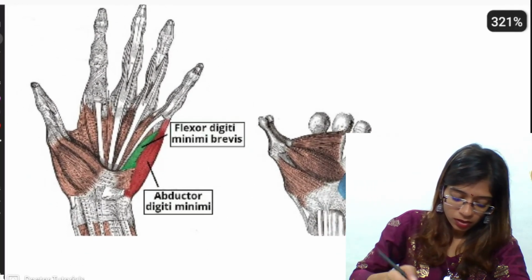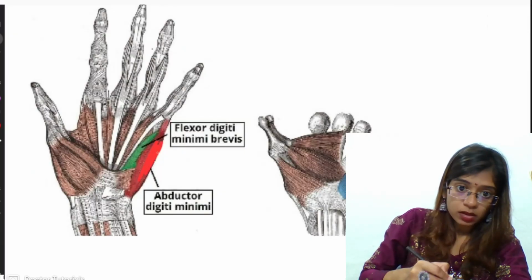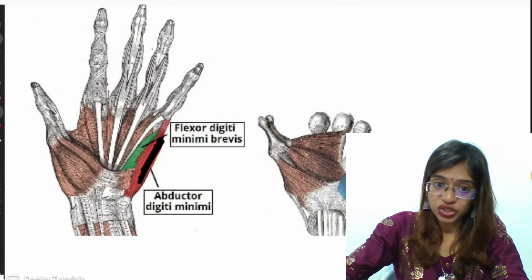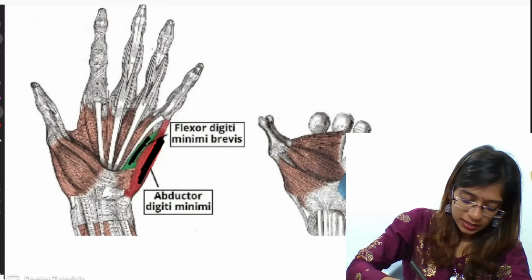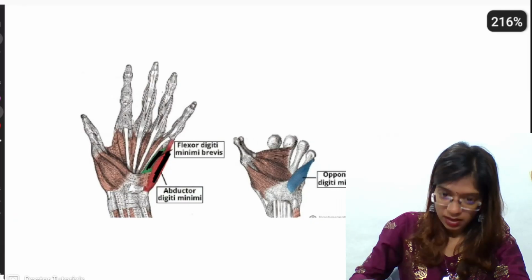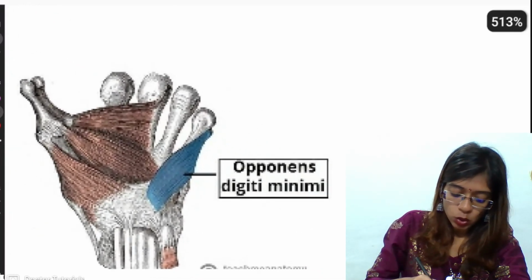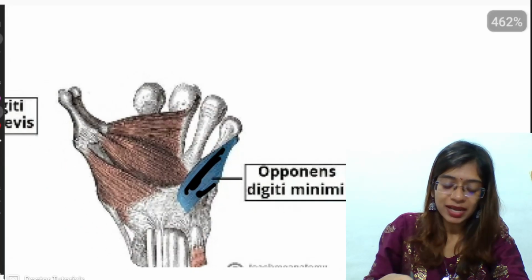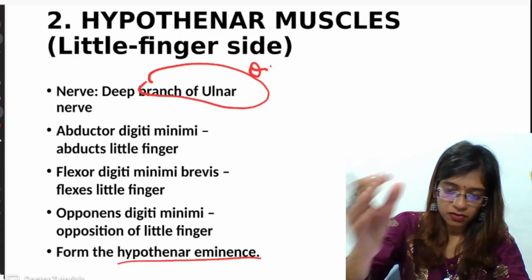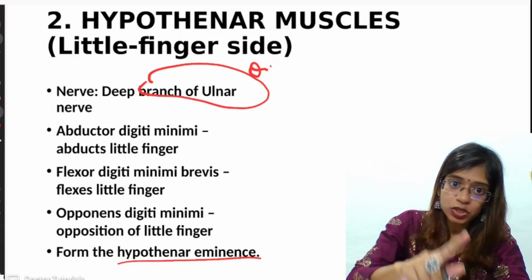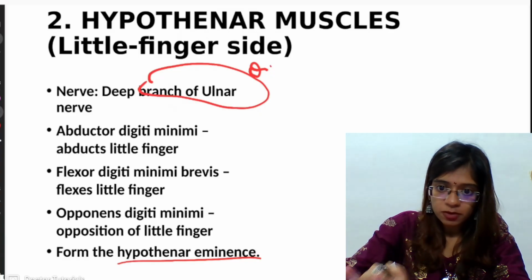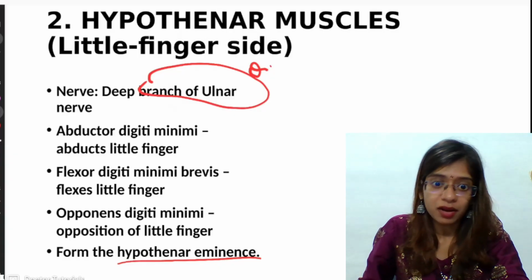Look here. This is the abductor digiti minimi. This muscle here is the flexor digiti minimi brevis. And there is one more muscle, this is opponens digiti minimi. So at least know the names of hypothenar muscles. If that is difficult, at least know, just write. If they ask about hypothenar muscles, what will you write? You can write the names of these muscles. You should know the nerve supply, ulnar nerve.